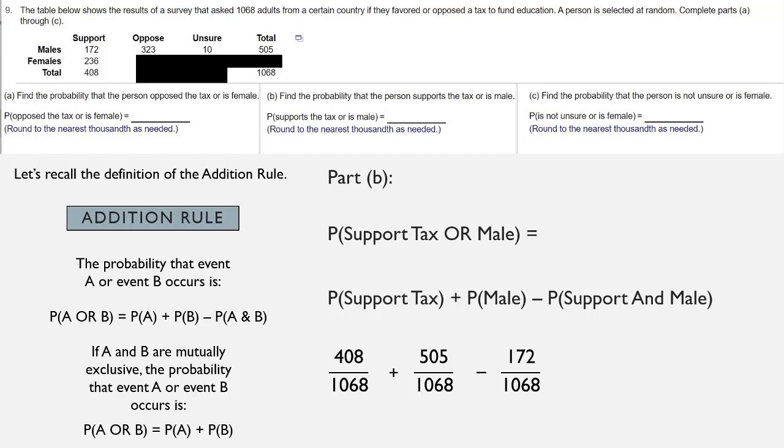Those 172 individuals would have been counted under those who support the tax and those who are male. And so we have to always remove double counting. That's what this version of the addition rule is about. It's getting rid of double counting. So when we add and subtract, we end up with 741 out of 1068. And as a decimal, we get 0.6938202247, rounded to the nearest thousandth, is 0.694.